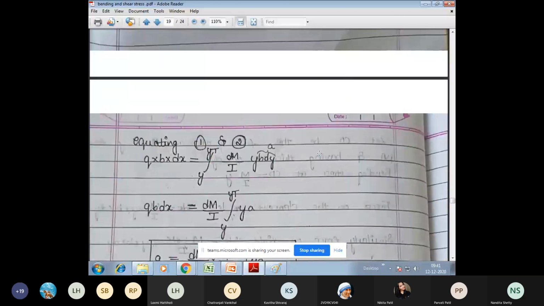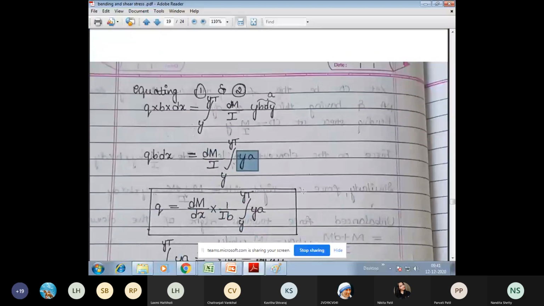Now once both the forces have been obtained, equate equation 1 and equation 2. When you equate this, q b dx is equal to the integration from y to y top of M plus dM by I, y b dy. Now take dM by I common, because dM and I, the moment of inertia, are common, so I'll take it outside. The integrating element I'll keep inside the limits: y to y top, y into dA. Of course, no need to integrate this now; I'll tell you later what to do. So just take this q outside.